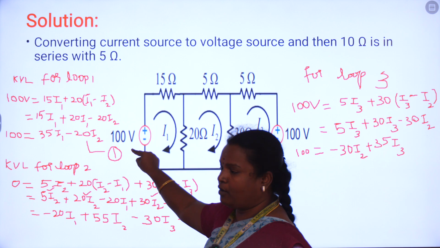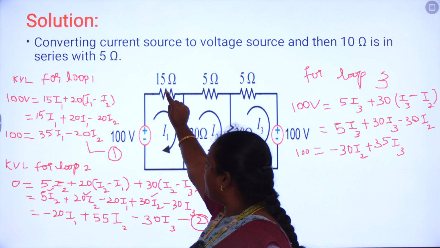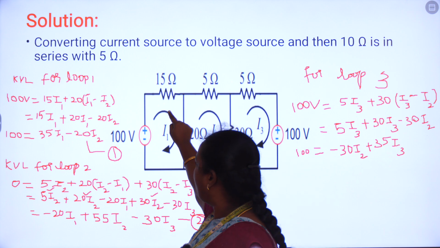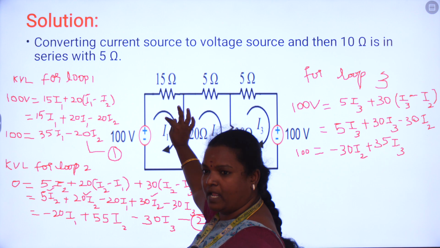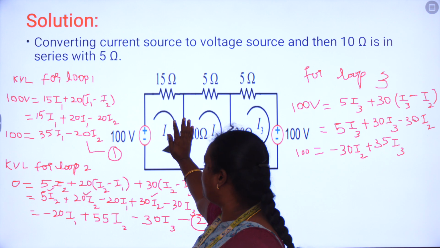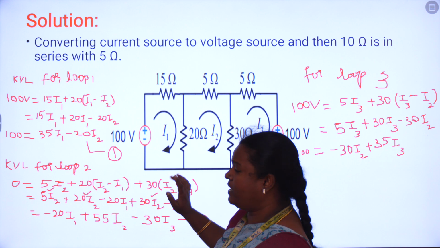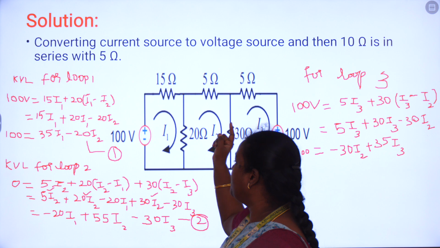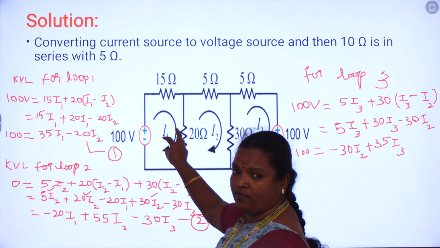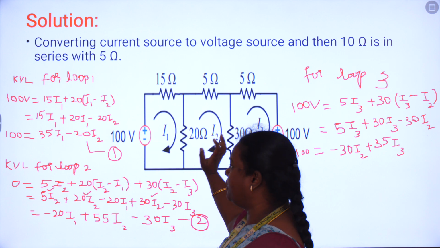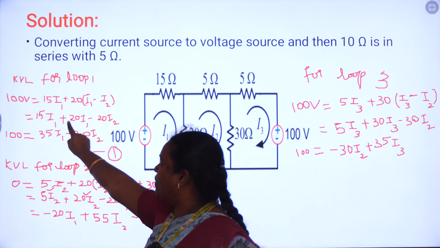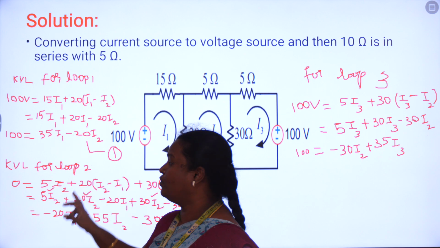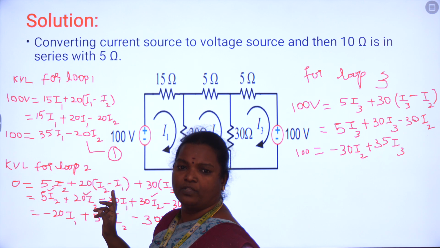The voltage rise is 100 volt, and the drop is the drop across the 15 ohm resistor and the drop across the 20 ohm resistor. The 15 ohm is present in loop 1 alone, and it is not shared between loop 1 and loop 2. So I am writing 15 into I1, and the 20 ohm resistor, which is present between loop 1 and loop 2, I am writing as 20 into (I1 minus I2), since we are writing for I1. Multiplying, 15 I1 plus 20 I1 minus 20 I2, which is 35 I1 minus 20 I2. So this is the KVL equation for the first loop.